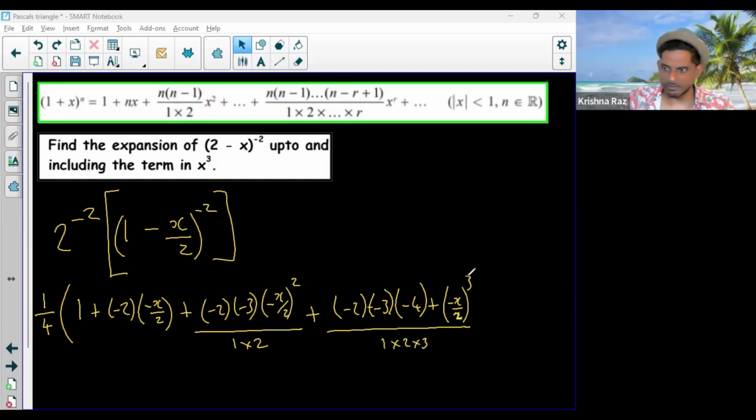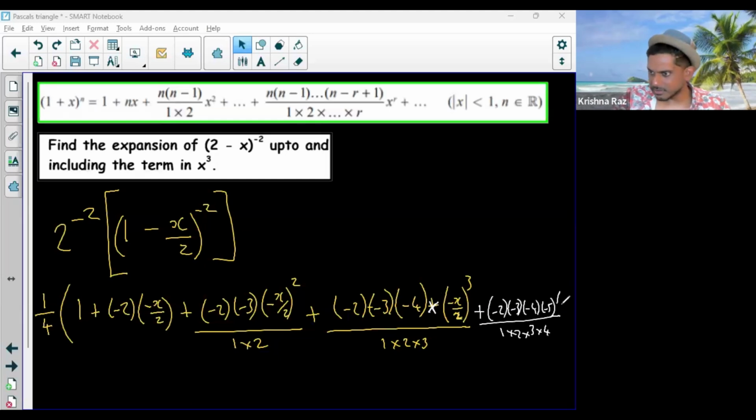If we were to do another term, which I haven't asked in the question, but I'm going to do just to make it clear, it would be n minus 1, n minus 2, and n minus 3, all over 1 times 2 times 3 times 4, and x to the power 4. Yeah? But we haven't been asked that, so I'll get rid of that. So what we're left to do now is simplify.